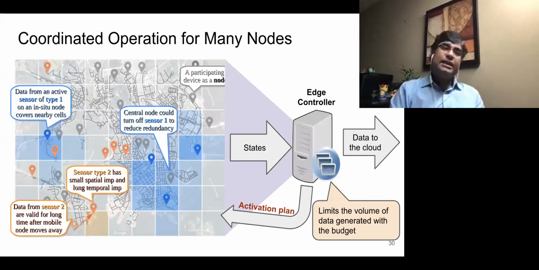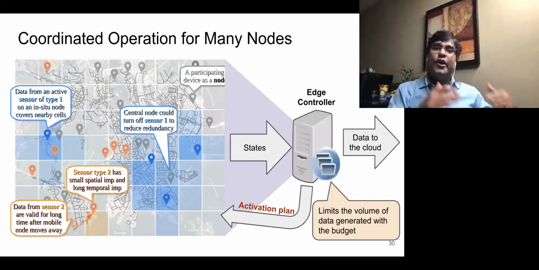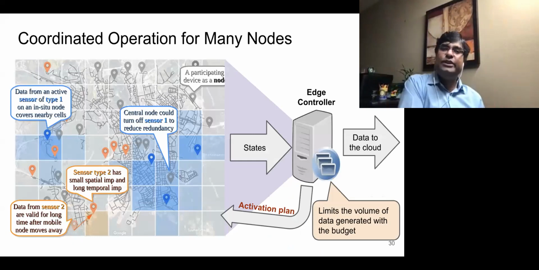Another thing we said is that whenever these nodes are deployed in numbers, let's say I have lots of such environmental monitoring boxes deployed in a wide area, then we need to coordinate the operation. Why do we need to coordinate operation?